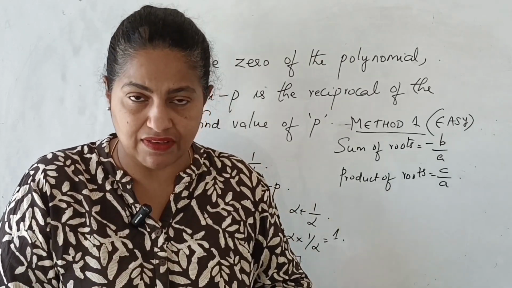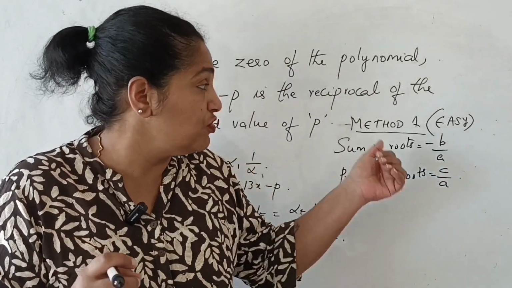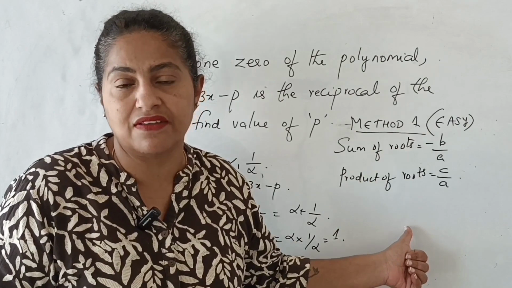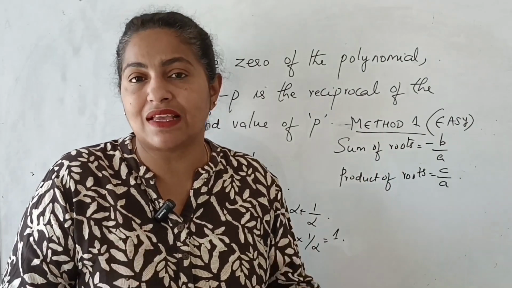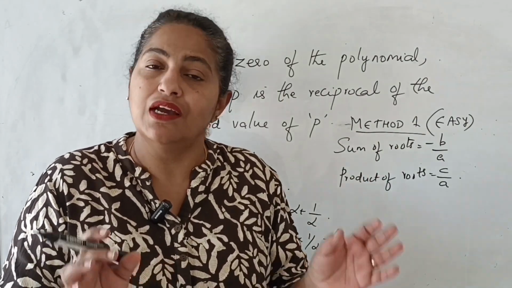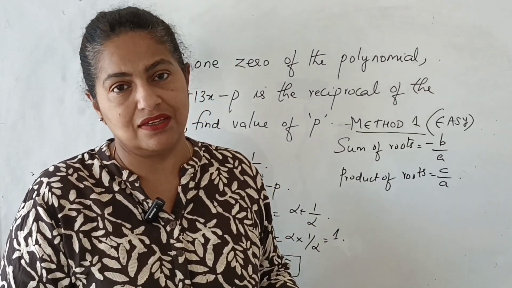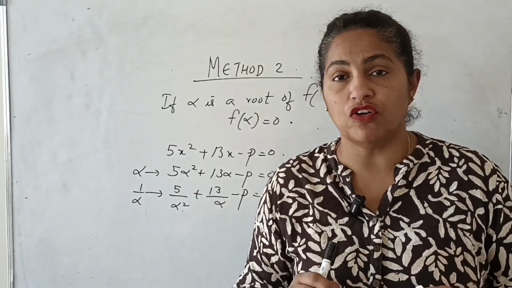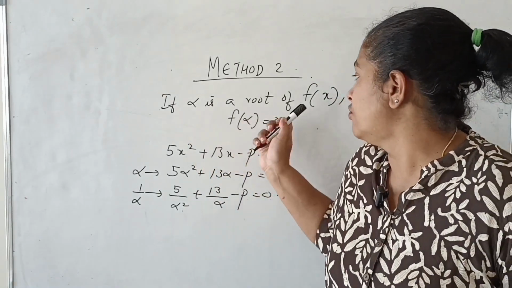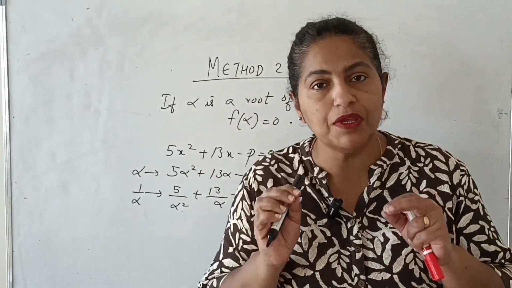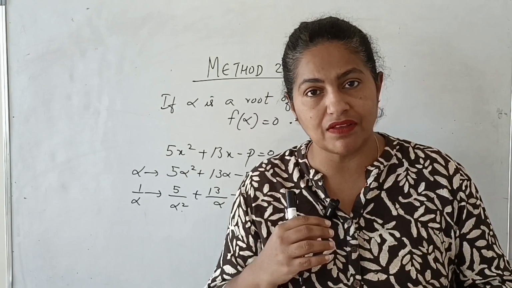Now it is not always necessary that every single student should think along these lines. Now I am going to write the second method, which is not very easy, but still it works in order to give the same value of p. The second method is based on the concept that if alpha is a root of f(x), f(alpha) has to be equal to 0. That is why we are calling it a root.